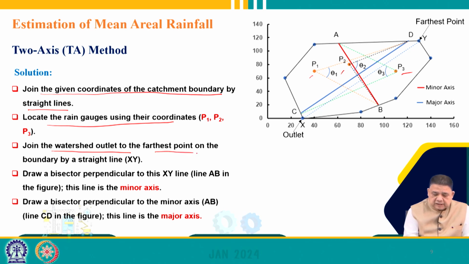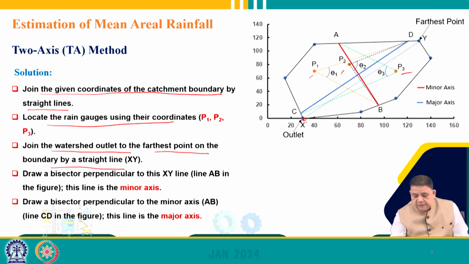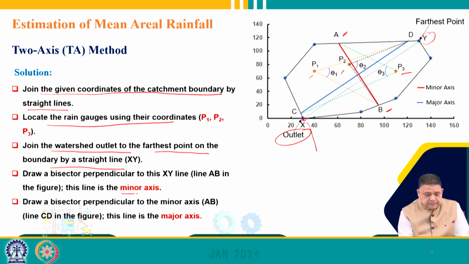The procedure, I repeat, is that we join the watershed outlet to the farthest point on the boundary by a straight line. Obviously, this is our outlet here, and with reference to that we will find the farthest point, which is Y in this case. So, we join these 2 points X and Y by a straight line. We draw the perpendicular bisector to that, which is line AB here, which is nothing but the minor axis.